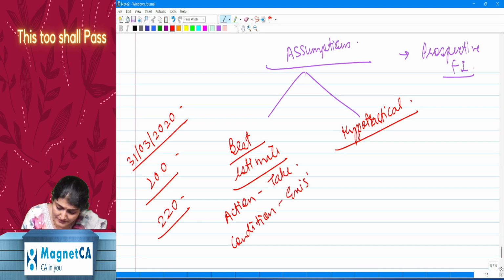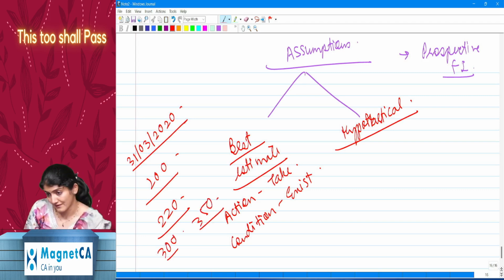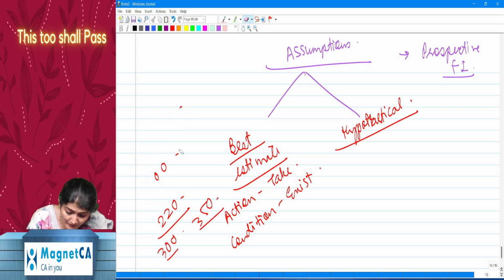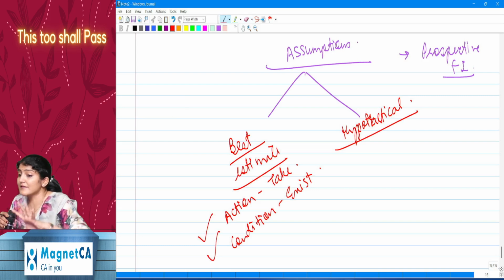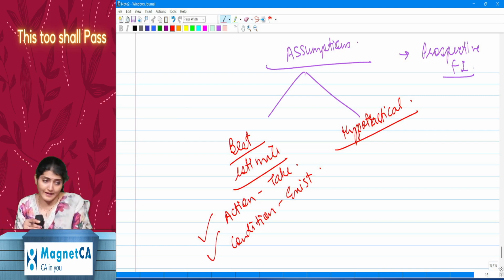Okay, right now the purchase price of raw material is 300. Next year it will increase to 350. So what is that? That's a best estimate assumption. Action, what is within their control? Sales price. They will take that action. And what is not within their control? That is a purchase price that they expect to exist.